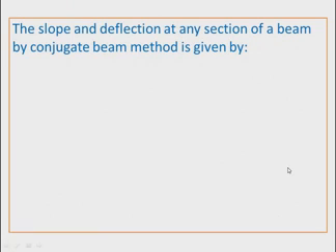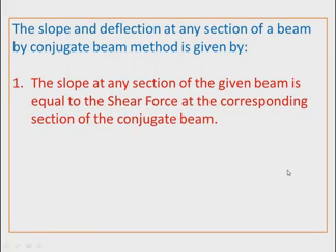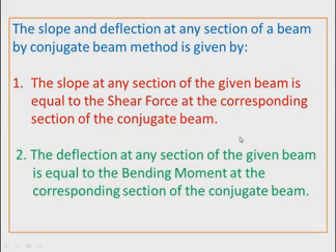Then how to calculate the slope and deflection at any section of a beam by the conjugate beam method? See here, the slope is calculated like this. The slope at any section of the given beam is equal to the shear force at the corresponding section of the conjugate beam. For example, if you want to calculate the slope at A for the given beam, that is equal to the shear force at A for the conjugate beam. Then deflection can be calculated. The deflection at any section of the given beam is equal to the bending moment at the corresponding section of the conjugate beam. That means if you want to calculate deflection at A for the given beam, that is equal to the bending moment at A for the conjugate beam.